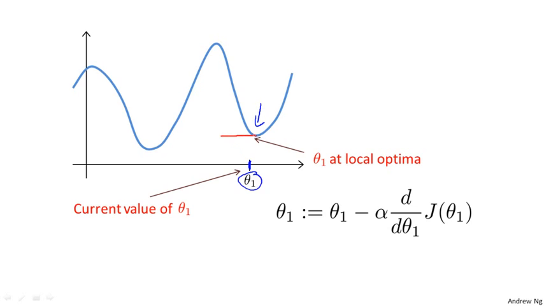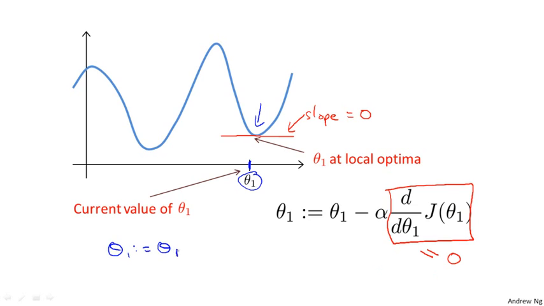So let's look at that slope. It's that tangent point. The slope of this line will be equal to 0, and thus this derivative term is equal to 0. So in your gradient descent update, theta 1 gets updated as theta 1 minus alpha times 0. What this means is that if you're already at the local optimum, it leaves theta 1 unchanged, because theta 1 equals theta 1. So if your parameter is already at the local minimum, one step of gradient descent does absolutely nothing. It doesn't change the parameter, which is what you want, because it keeps your solution at the local optimum.